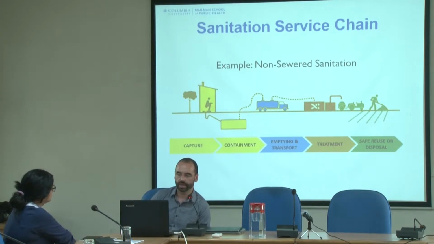Now, a shit flow diagram, or SFD, is based on this idea of the sanitation service chain. So a sanitation service chain includes capture, containment, emptying and transport, treatment, and then safe reuse or disposal. This can be applied to non-sewered sanitation as well as sewered sanitation. In sewered sanitation, containment and then emptying and transport would just be one stage of transport in the sewer.